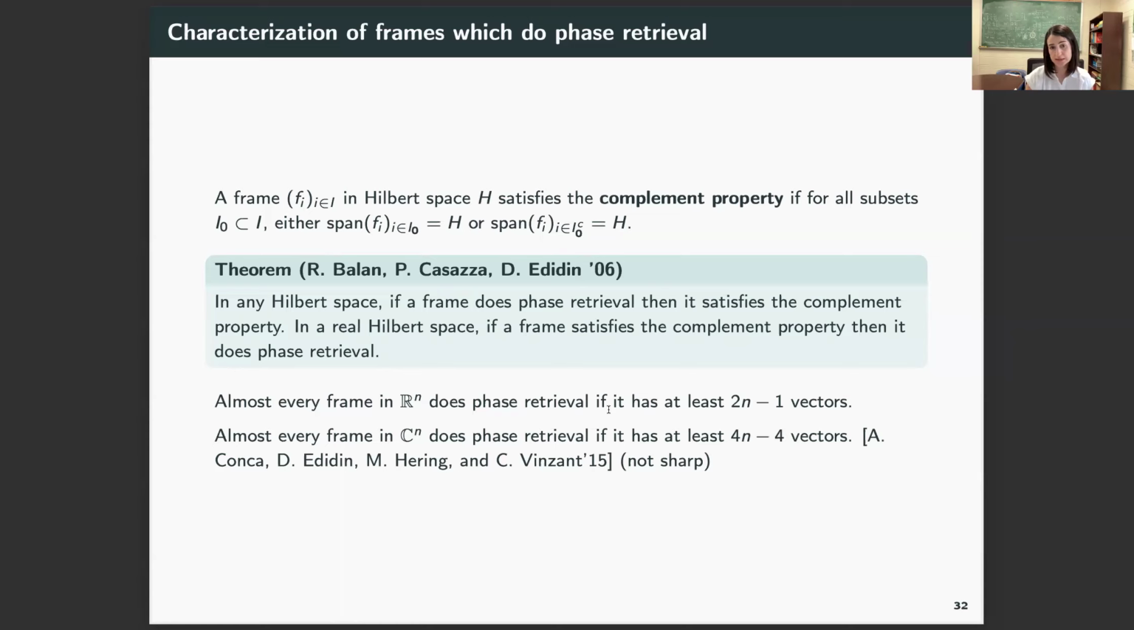As a consequence of this, in R^n we need at least 2n minus 1 vectors to do phase retrieval. And in the complex case, it's 4n minus 4, and it's not sharp. Now we wanted to think about what those numbers would look like in the phase retrieval and vector bundle case.